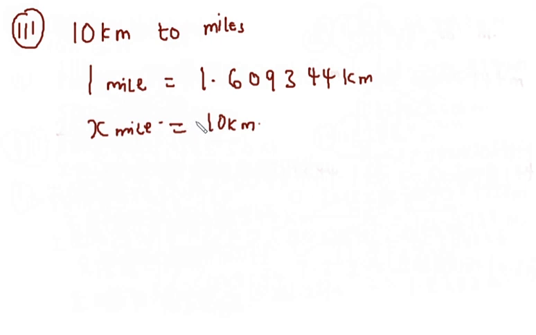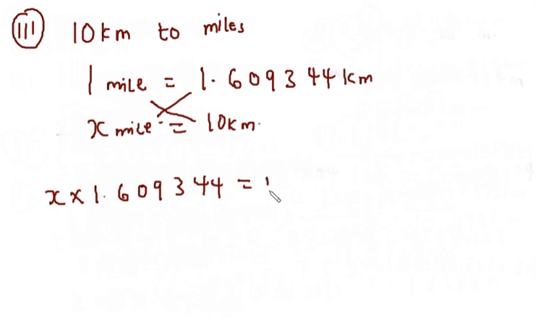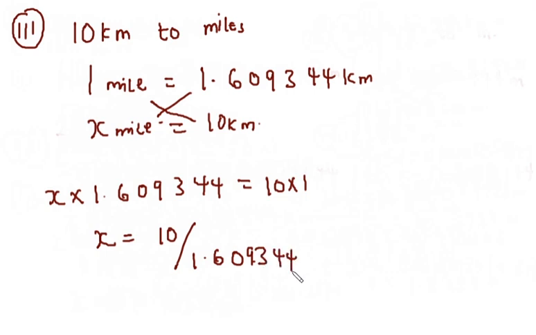Okay, so in this case, we still cross multiply. This means that x times 1.609344 is equal to 10 times 1. Okay, so this is now x equal to 10 times 1, which is 10, divided by 1.609344.